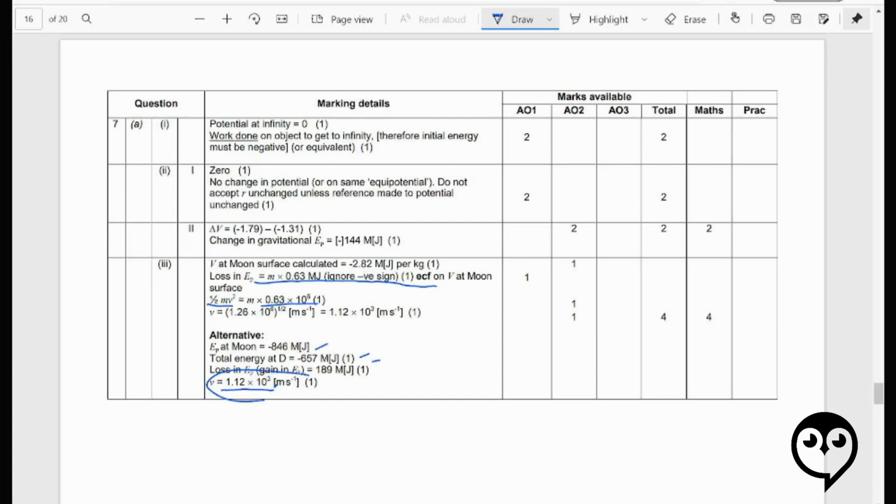That's fine. Going back up to the beginning, we said the potential was 0 at infinity, and this is important, underlined: you need to say work is done on the object to get to infinity. Therefore, you need to be starting at a negative, something like that. Going from 0 down means it needs to be negative. We had said no change of potential because we had not changed the r. Now, I didn't realize they wanted us to calculate things.